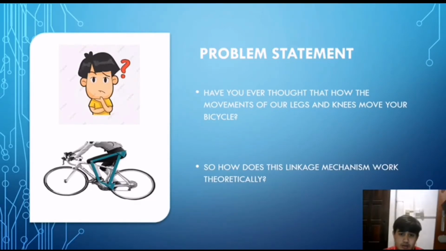Now we are going to the problem statement for our project. Have you ever thought about how the movement of our legs and knees moves your bicycle? Usually the bicycle pedals are connected together by a free crank, which means that the pedals on both sides of the bicycle always rotate at the same speed. This pedal is driven by the force of our leg exerted on the pedal strip of the bicycle. So, how does this linkage mechanism work theoretically?